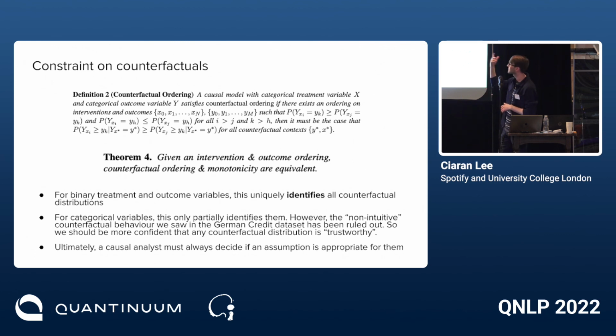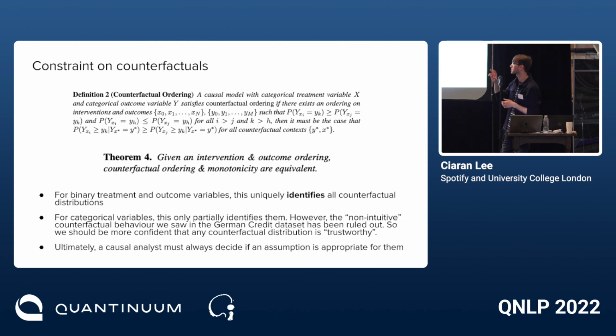So when you enforce this on the functions underlying your causal model, you get nice, interpretable, and trustworthy counterfactuals. In the binary case, this actually uniquely identifies all counterfactuals, which is great. Beyond that, in the categorical case, we can impose this. It doesn't completely identify the counterfactuals, but it partially identifies them. And so in this case, we should trust the counterfactuals that the model outputs, because the strange, non-intuitive ones have been thrown out.